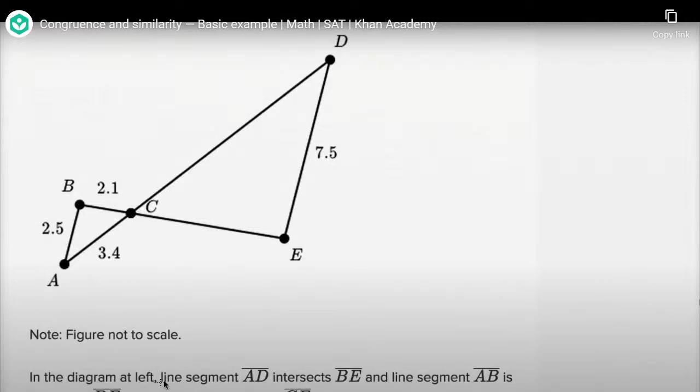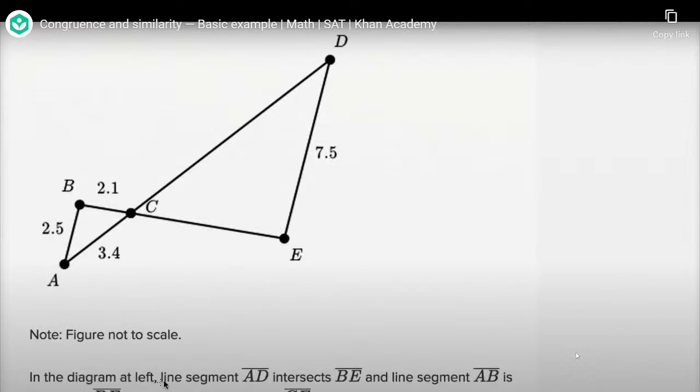So we have this angle equals to this angle. We have this angle equals to this angle, and we have this angle equals to this angle. So we have triangle ABC, and triangle ABC is equal to triangle DEC. There you go. What's the length of side CE? What's the length of side CE?